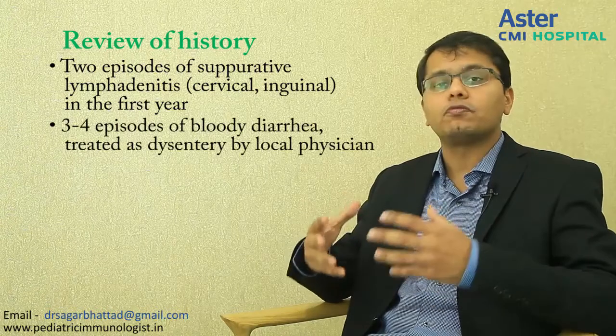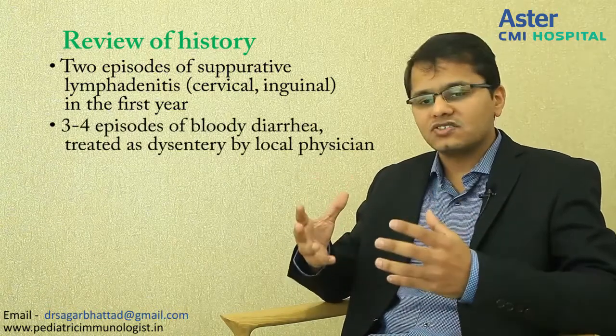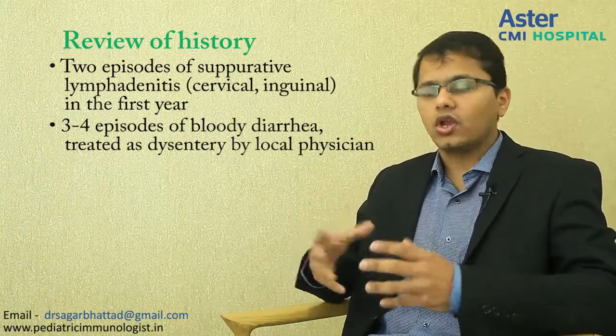which required incision and drainage. Subsequently, this boy also had 3 to 4 episodes of bloody diarrhea which were being treated as dysentery by a local physician. Now, if you see a child who comes to you with pneumonia, suppurative lymphadenitis, repeated episodes of diarrhea, we have to think of an immune deficiency. And from my previous presentations, you know that when you think of immune deficiency, immunoglobulin profile carries paramount importance.